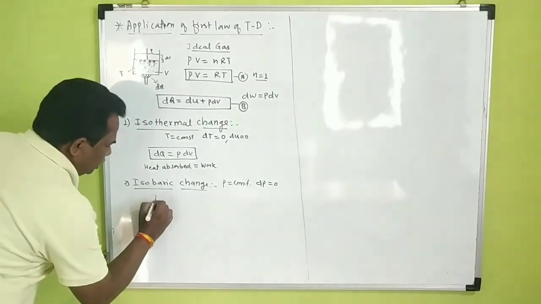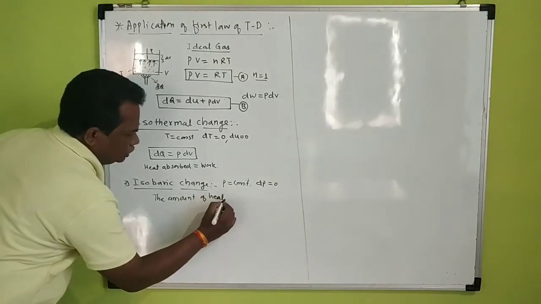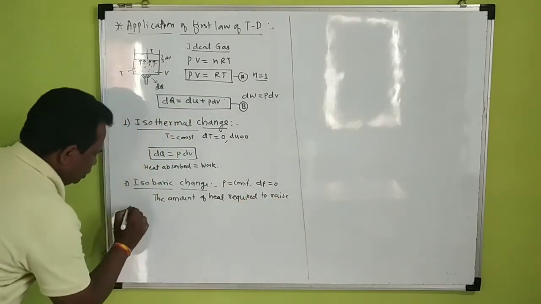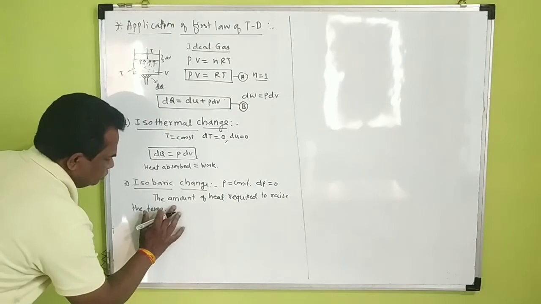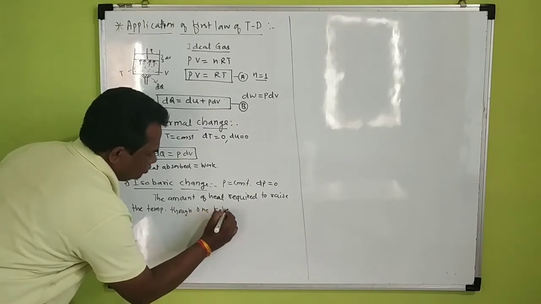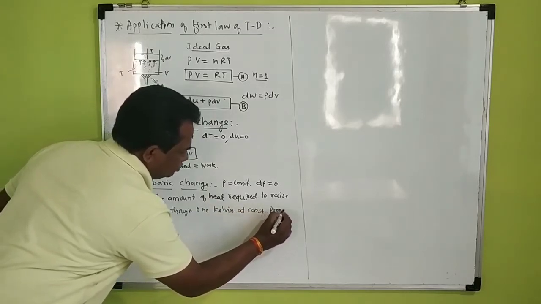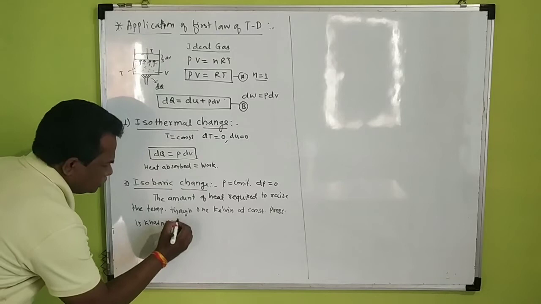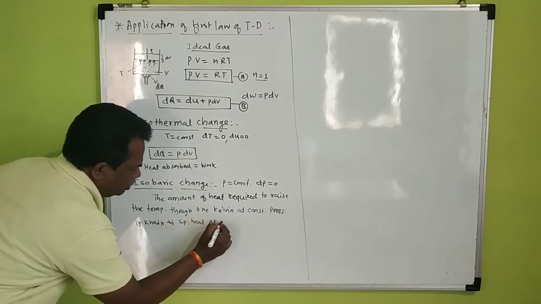According to the definition, the amount of heat required to raise the temperature through 1 Kelvin at constant pressure is known as the specific heat at constant pressure.